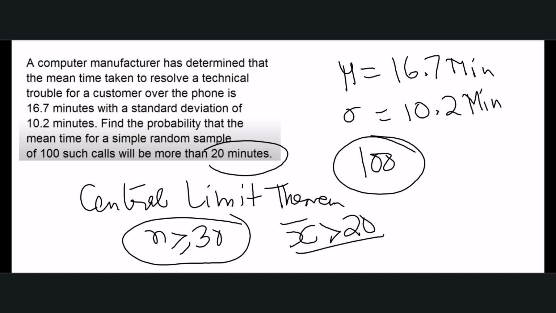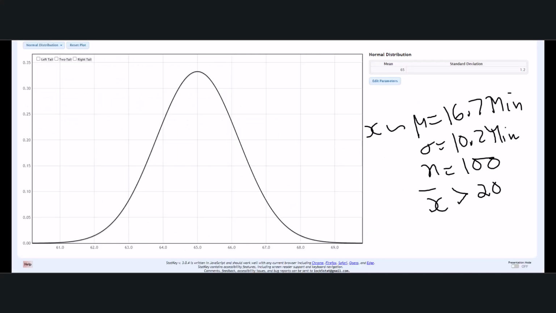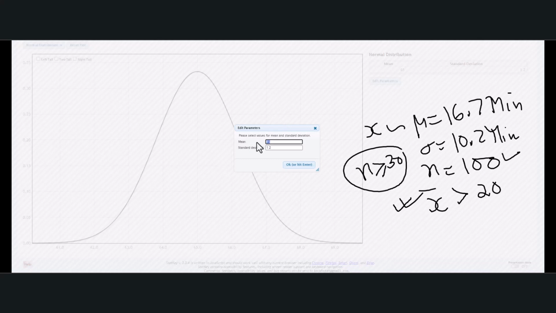All right, so let's just go to the stat key. So here we have this situation, and what we are using is that our sample size here is larger than or equal to 30. So we can apply the central limit theorem for X bar, but just for curiosity's sake, let's see if this distribution can be normal or not. So I'm going to enter this value of mean in here, which is 16.7, and the standard deviation is 10.2.